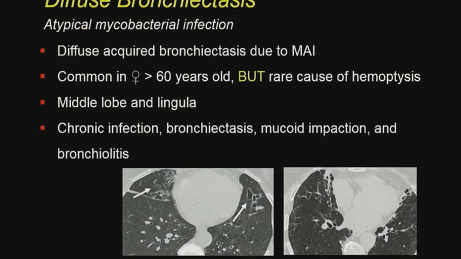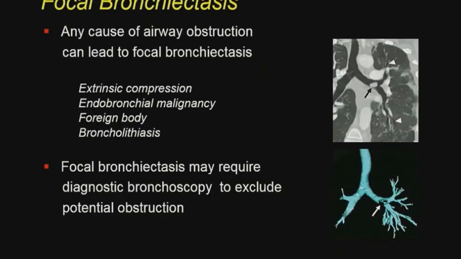An important one to discuss would be atypical mycobacterial infection, because it's another quite common cause of bronchiectasis. Hemoptysis is rare but can happen in this specific group of patients, which are usually women more than 60 years old. The distribution is quite typical, with frequent involvement of the middle lobe and lingula. And again, the bronchiectasis in conjunction with chronic infection will cause dilatation of the bronchial arteries, granulation tissue, and bleeding.